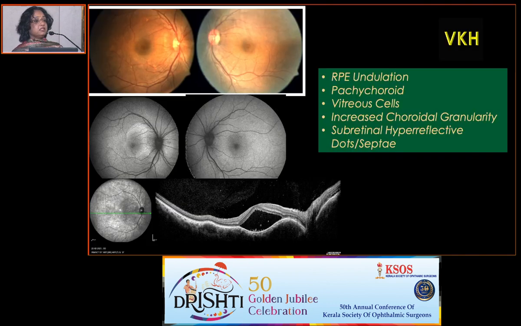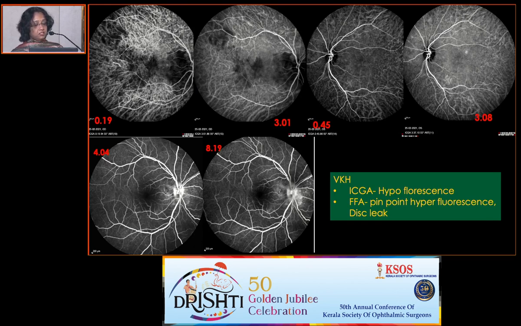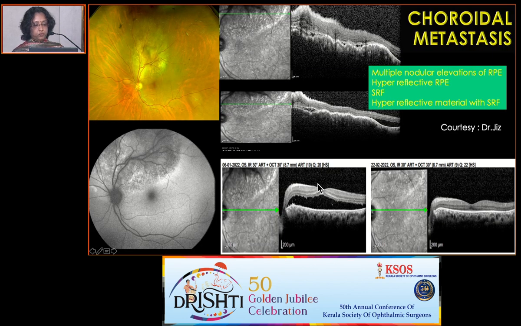And VKH is another condition. Sometimes it can present unilaterally, which can get confused with posterior scleritis. But you can see the RPE undulation. There will be pachychoroid, you will see vitreous cells, and there is increased choroidal granularity. And ICG and FFA actually help to clinch the diagnosis, where you see hypofluorescent areas in the ICG, and in the FFA you can see the disc leakage with hyperfluorescent areas.